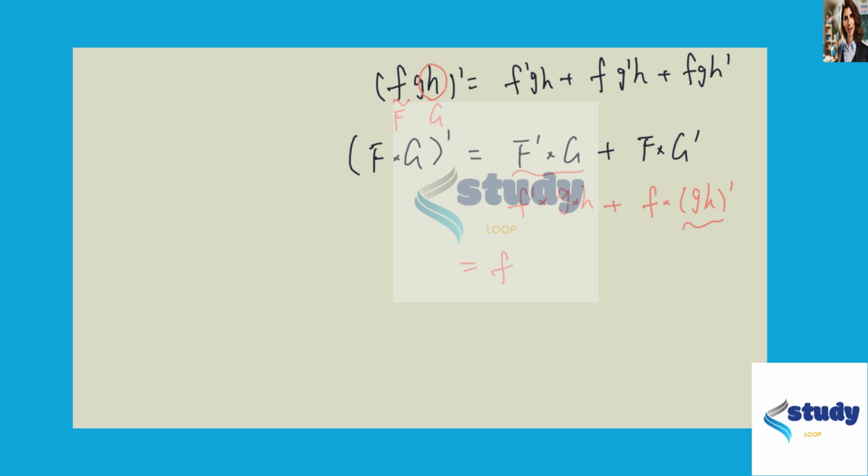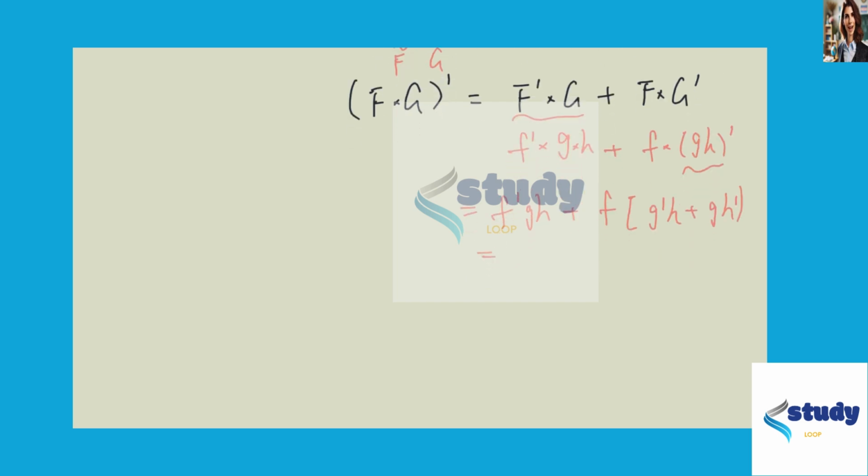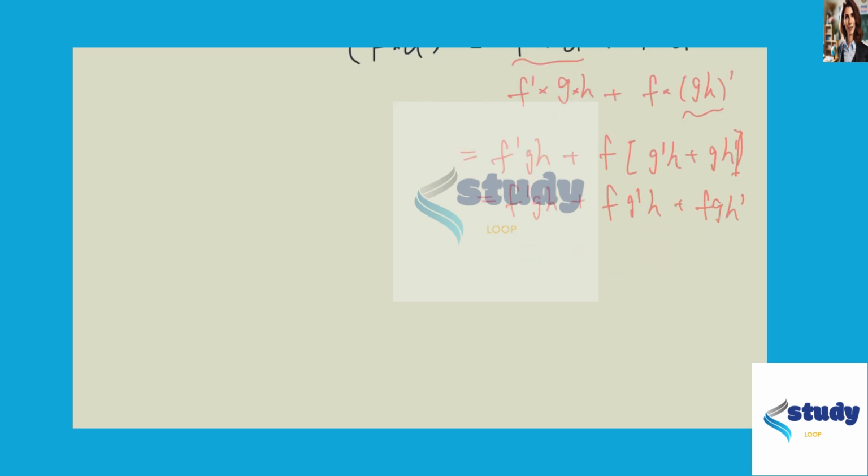We'll get plus f times g prime times h plus g times h prime. Okay, then separate this multiplication. We'll get f prime g times h plus f times g prime h plus f g times h prime. So we just finished the proof of the first part.